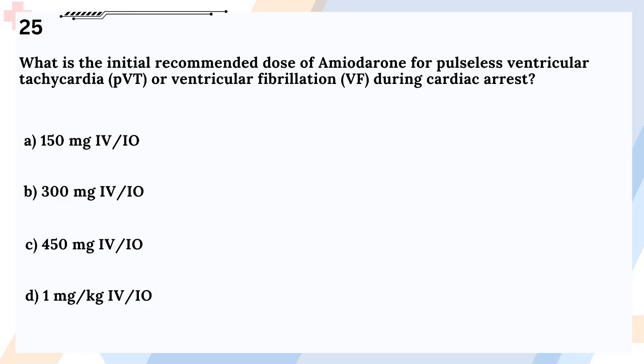Question 25. What is the initial recommended dose of amiodarone for pulseless ventricular tachycardia, pVT, or ventricular fibrillation, VF, during cardiac arrest? A. 150 mg IV/IO. B. 300 mg IV/IO. C. 450 mg IV/IO. D. 1 mg per kilogram IV/IO.